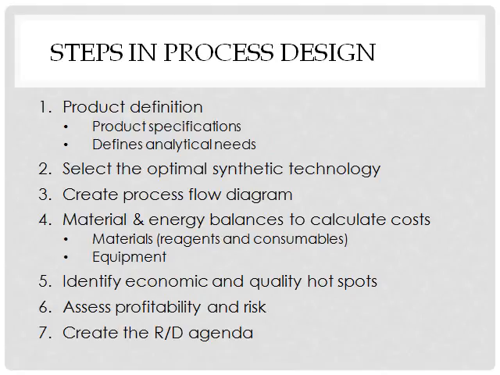What are the steps in the bioprocess design? First is the product definition. This is defining the product specifications and defining the analytic needs. Second is selection of an optimal synthetic technology, including determining what is the optimal model system. Third, we create the process flow diagram. Fourth, we identify the material and energy balances to calculate the cost. That includes the materials, the reagents, and consumables, as well as equipment.